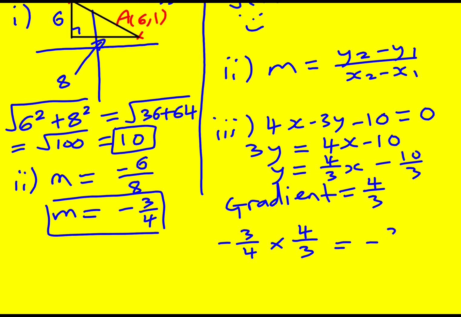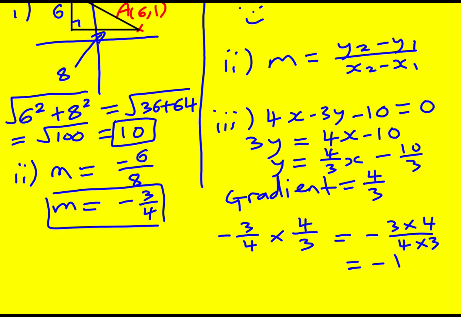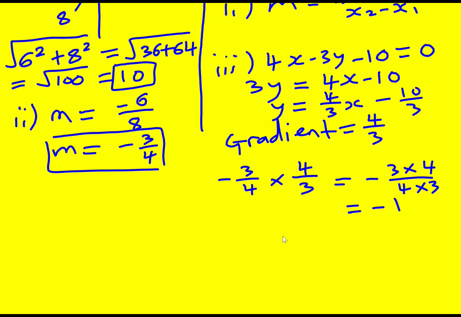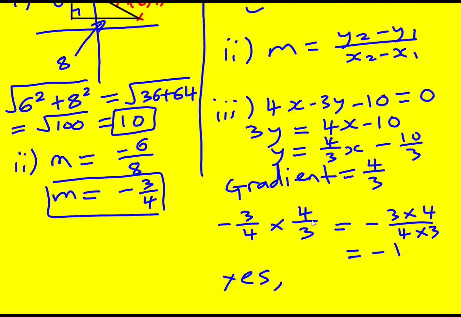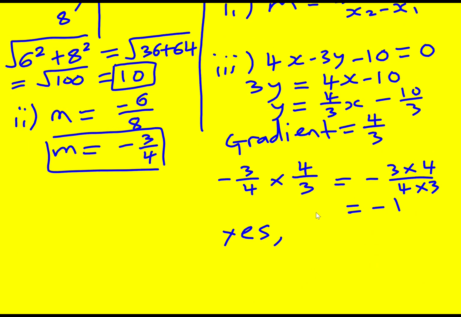I suppose maybe I should just show a bit of working to show how I get it. But yeah, I'm just multiplying the fractions, and that is clearly going to give minus 12 over 12 or minus 1. You could say they're negative reciprocals, but I think it's quite good to just multiply them and get minus 1. So yes, the line is perpendicular to AB.